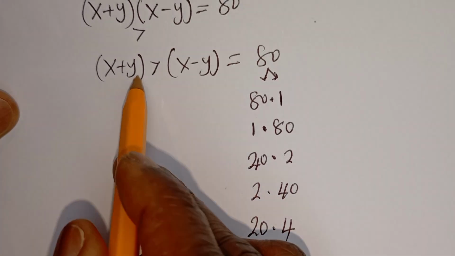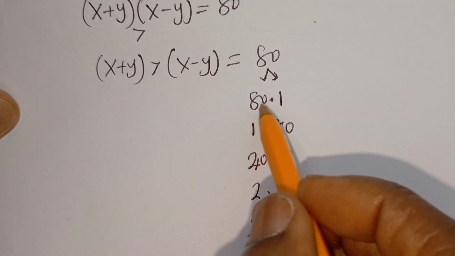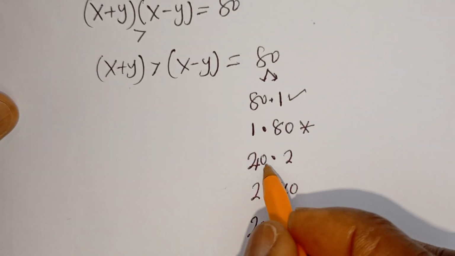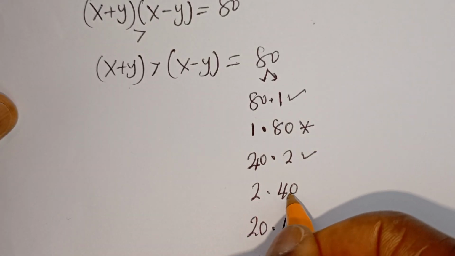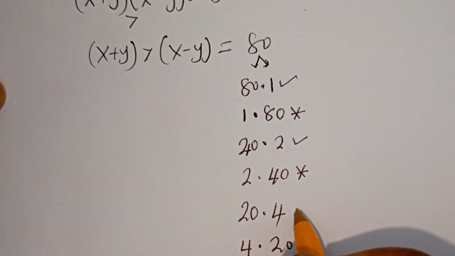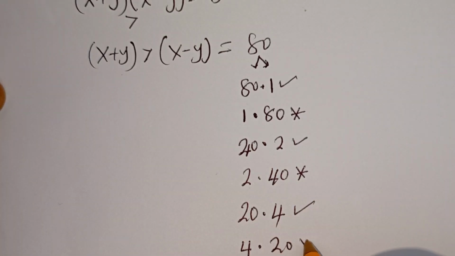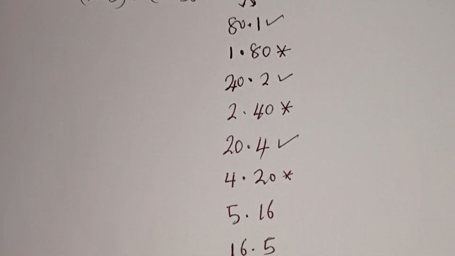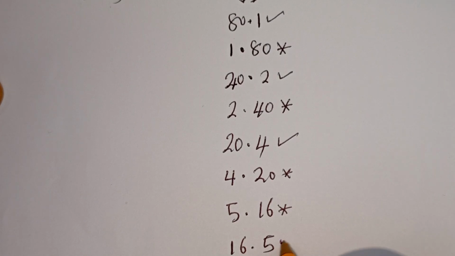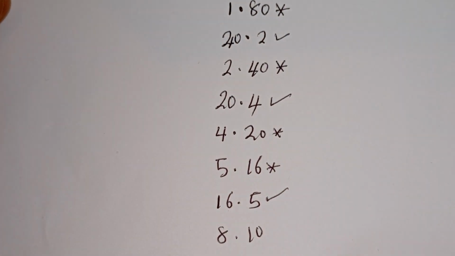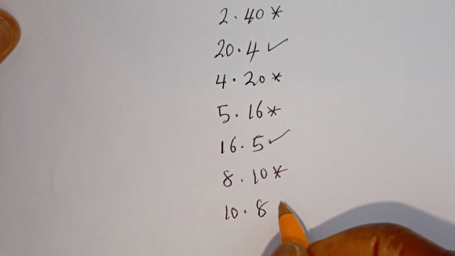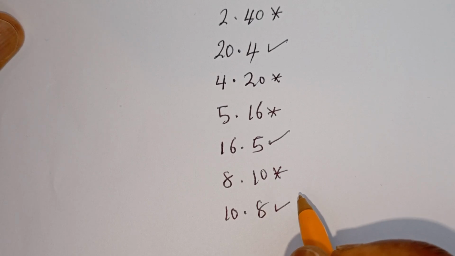But from here, x plus y is greater than x minus y. 80 is greater than 1, this is accepted. 1 is less than 80, this is rejected. 40 is greater than 2, accepted. 2 is less than 40, rejected. 20 is greater than 4, accepted. 4 is less than 20, rejected. Then 5 is less than 16, rejected. 16 is greater than 5, accepted. 8 is less than 10, rejected. And then 10 is greater than 8, accepted. We have how many cases?